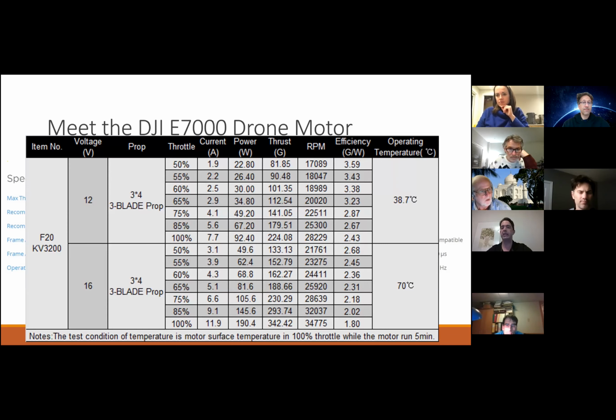This actually doesn't relate to the drone motor I was talking about, but when I found this chart, I was in love. I mean, this was fantastic. It talks about your throttle position. It relates it to current, power, thrust, efficiency. These are fantastic things that we can use in our mathematical representations.